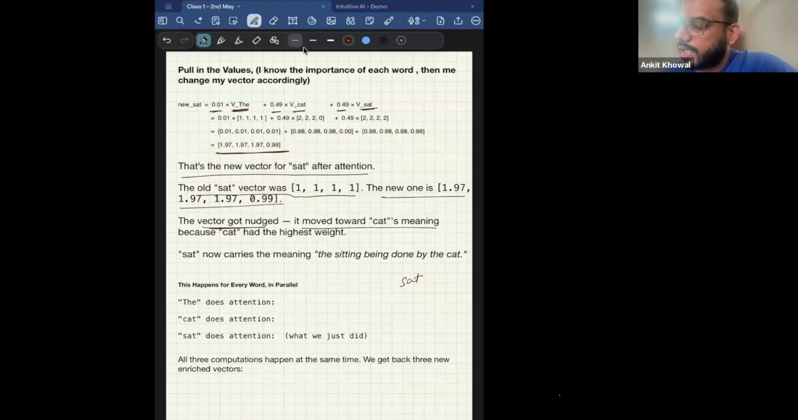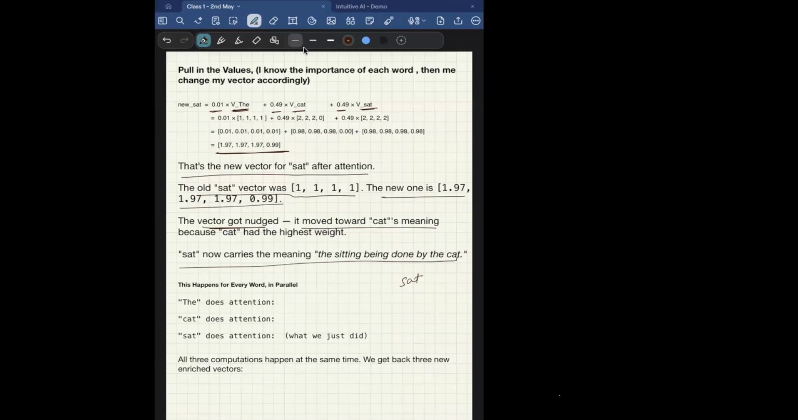Hey, who is doing the sitting action on me? It can figure out, hey, cat is doing the sitting action on me. So this is how attention works. Sorry, Ankit, sorry to interrupt. Go ahead. Now it is trying to evaluate the answer based on the trained model, right?